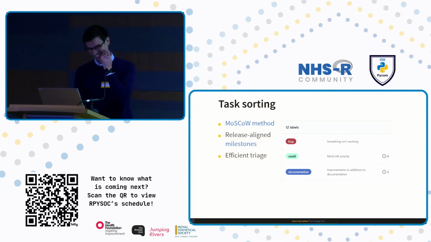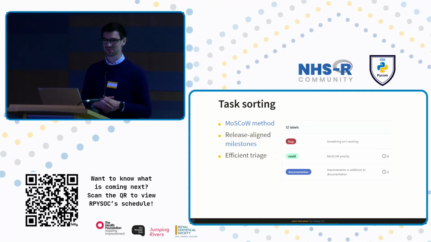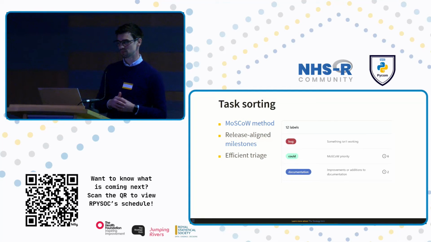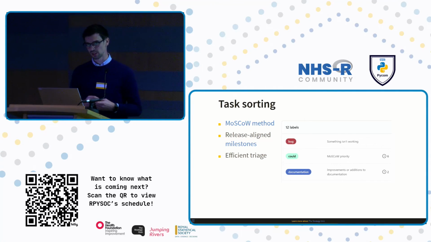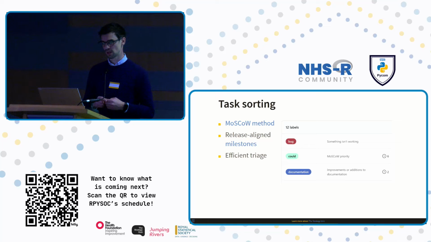Yes, thank you. The next one, which is kind of related to labeling as well, is task sorting. We use mostly the MoSCoW method, which is must, should, could, won't. It's got nothing to do with Russia. That really helps us efficiently triage and pop these things into milestones, another feature of GitHub that allows you to organize. We can say, for version 3, we need these 3 issues done, and then we can release. That's a really nice way of organizing.